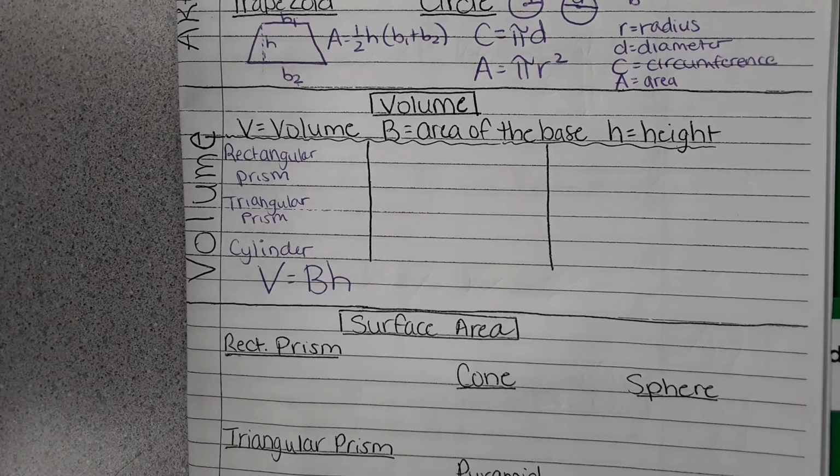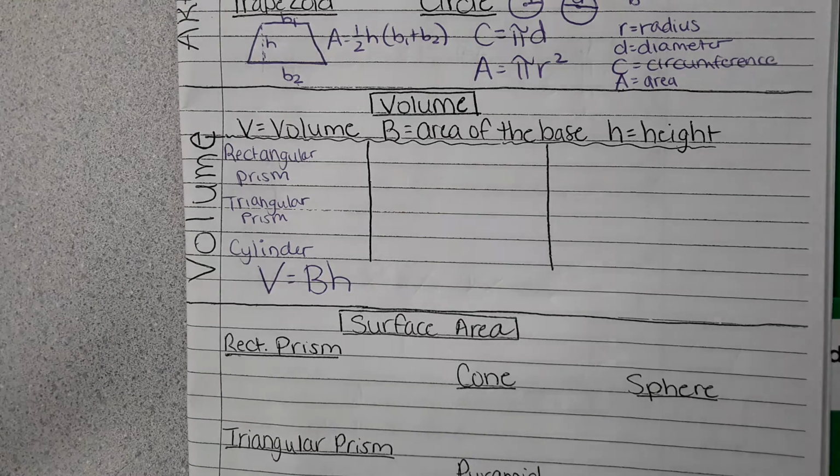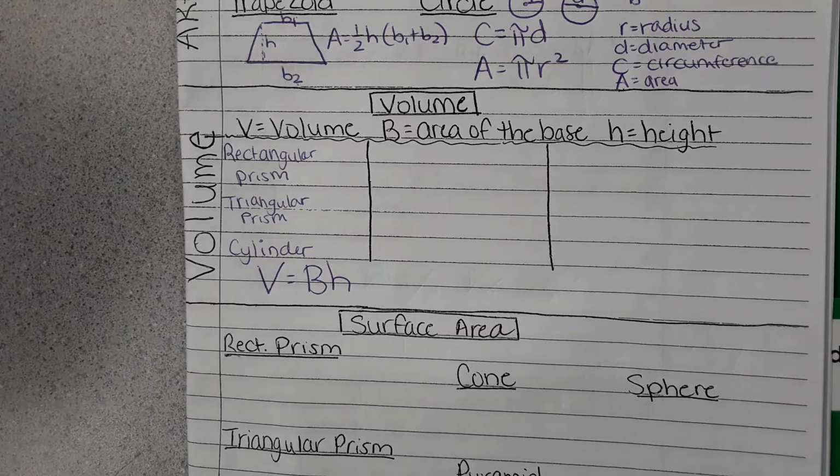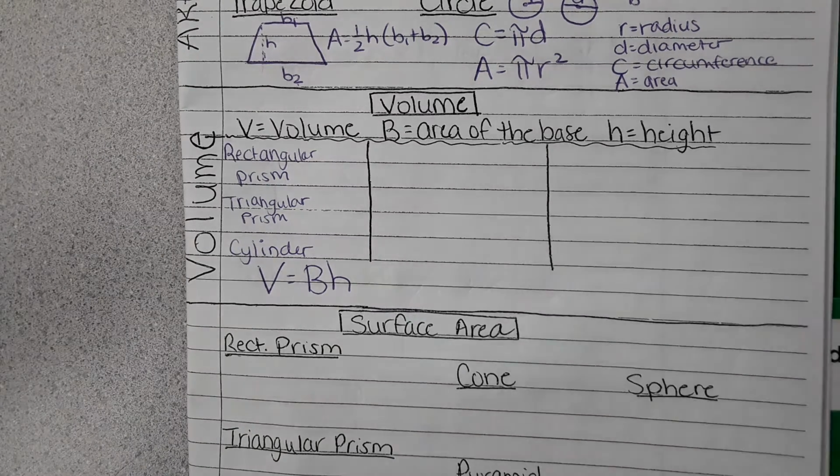Pretty simple. If you were trying to figure out how many pieces of candy were in this, like M&Ms or jelly beans, you could count the number of jelly beans on the bottom and then count the number of layers, and you would find how many jelly beans are in this shape. And that's what we're kind of doing with volume, only with cubes. So that works for this.